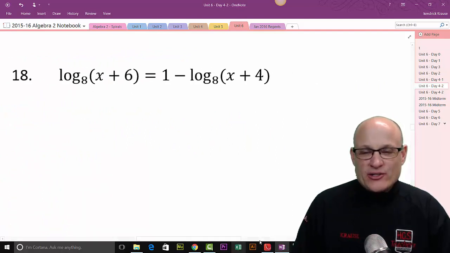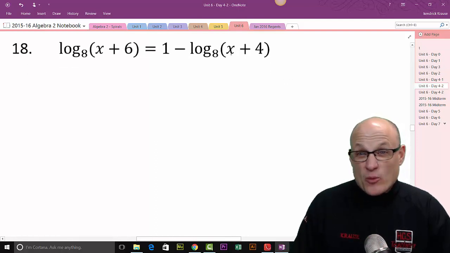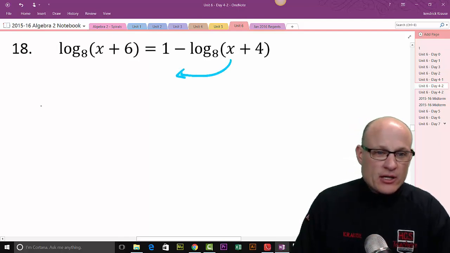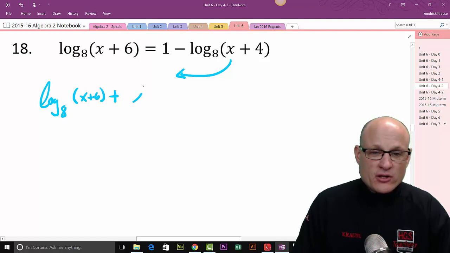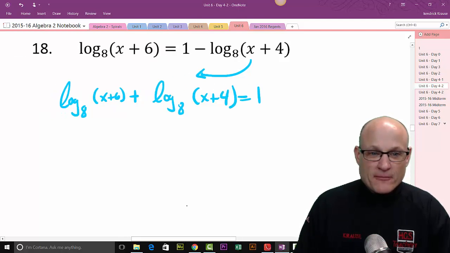Catching. So this one's a problem. I need to condense, because you can only change form from logarithmic to exponential, exponential to logarithmic, if you have one log. So I really need to bring this one over. So I end up with log base 8 of x plus 6 plus log base 8 of x plus 4 equals 1. And now it's pretty much the same as the problem to the left there, problem 17.